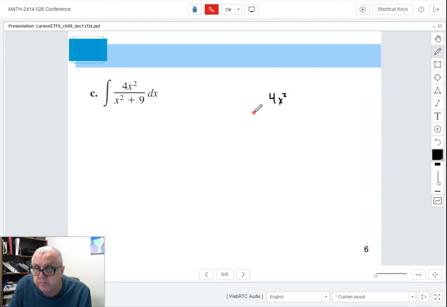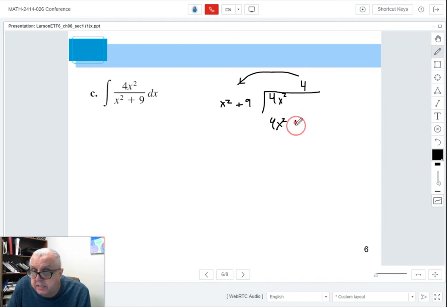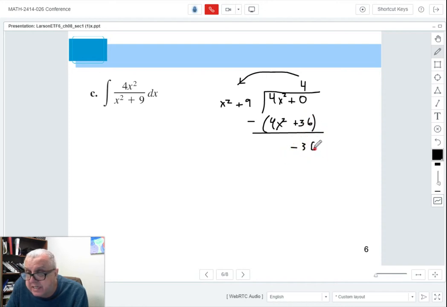4x squared divided by x squared plus 9. x squared goes into 4x squared 4 times. When I multiply 4 times x squared, I get 4x squared. 4 times 9 is 36. By the way, since there's nothing up there, I'm just going to add a 0. And we're going to subtract this. 4x squared minus 4x squared is 0. 0 minus 36 is a negative 36.